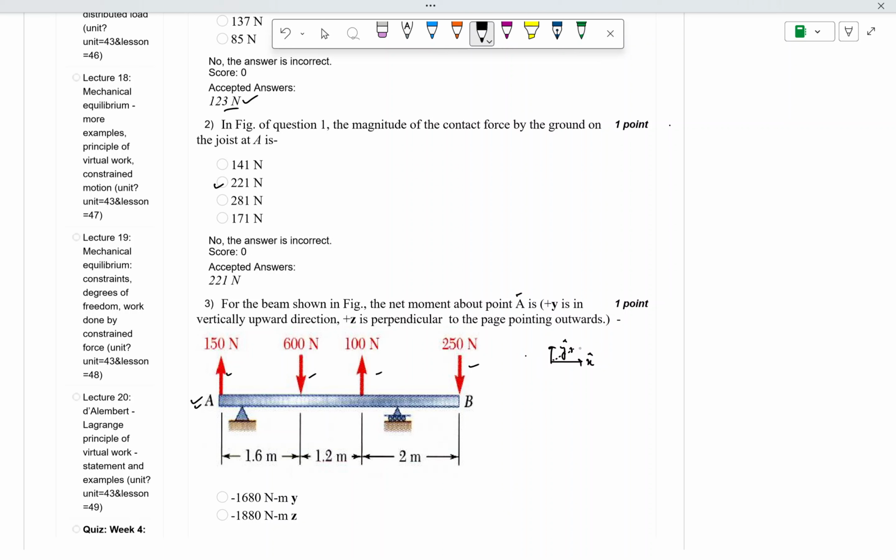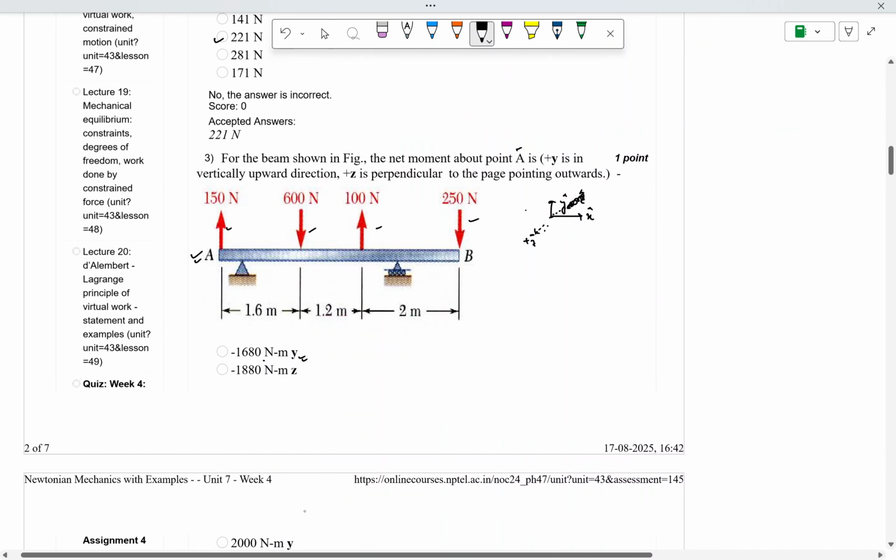It will be perpendicular to the page, and it will be pointing outwards. So this is plus z cap direction, perpendicularly pointing outwards from the page. So these are the 3 dimensions. Now we have to calculate the torque with the magnitude and the direction as well. After that you have to choose the correct answer.